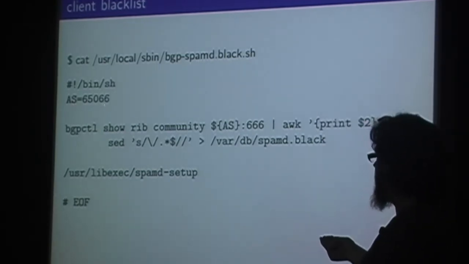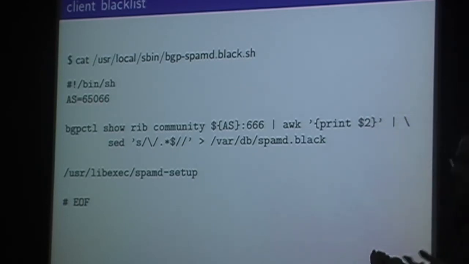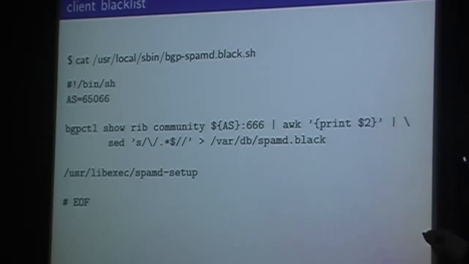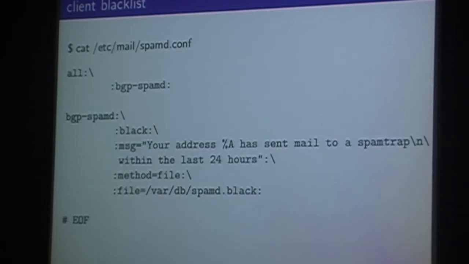So this is the AS of the system that we want to monitor from. So the 65066 is the AS that we're using for our route server. And basically, we pull the blacklist and then put just the IP addresses into a file and then run SPAMD setup. SPAMD setup will take the information of this file, and I'll show that here. And so it tells you that it adds it as a blacklist, and then gives a reply message, your address, and then the %A is expanded to the IP address. And it pulls it in from spamd.black.